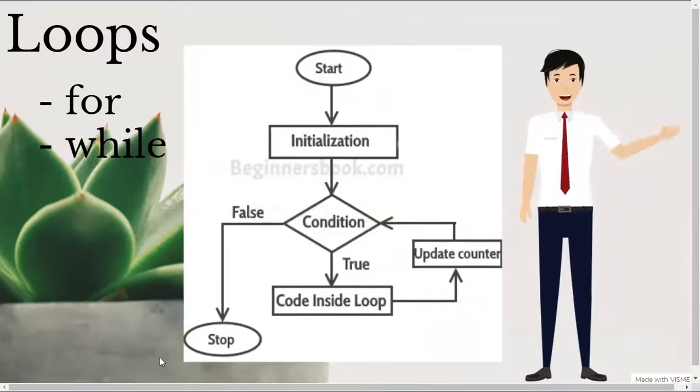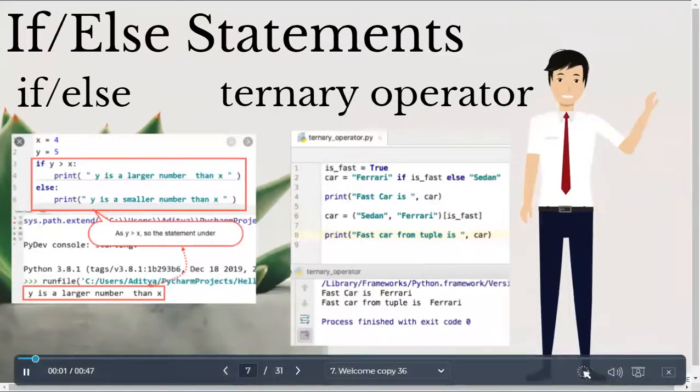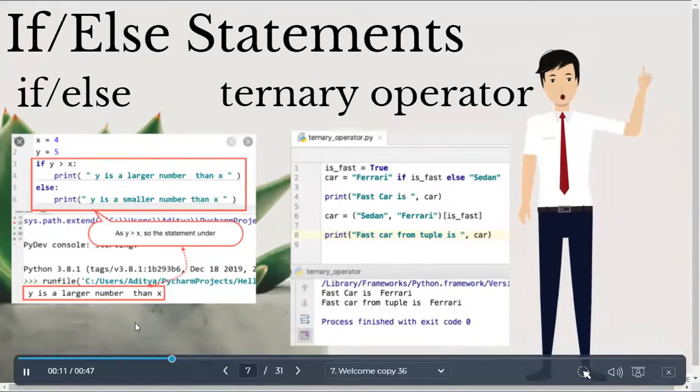Another concept is if else statements. The condition on the if part is checked, and if it's true, then the code inside the if part is executed. Otherwise, the code inside the else part is executed. The ternary operator essentially provides a one-line representation of the if-else statement.